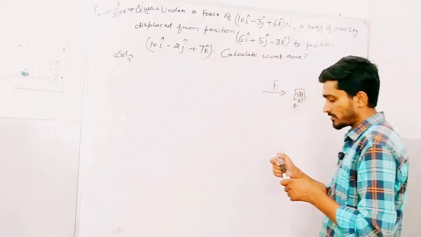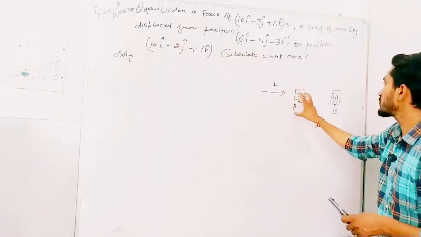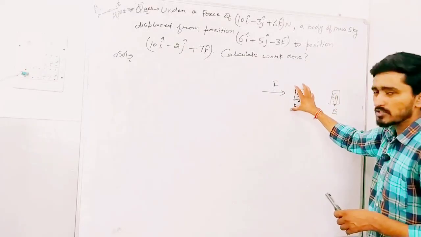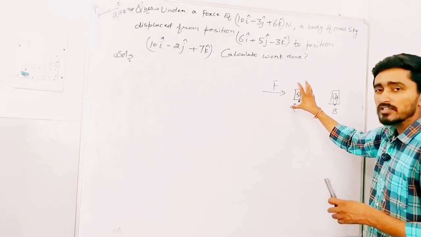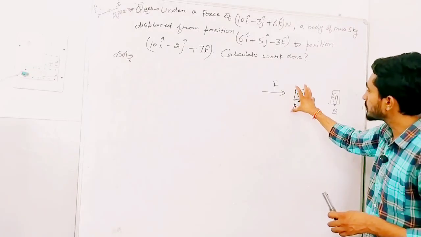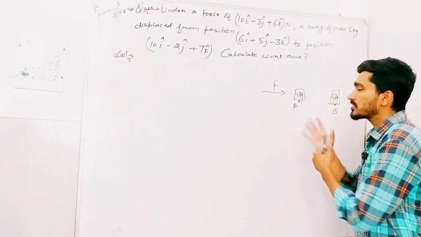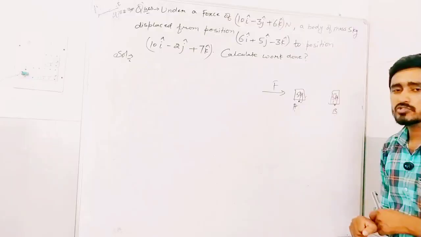This object displaces from this position to this position. A force is applied on a 5 kg object, and it displaces from position A to position B. Now these positions are position vectors.